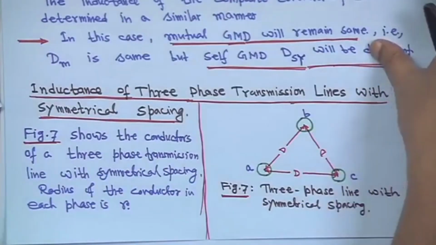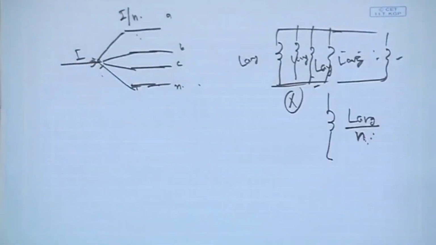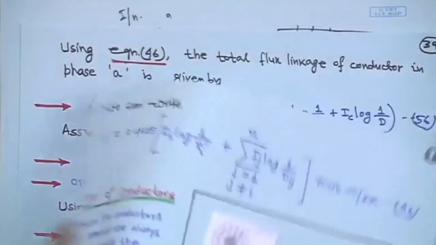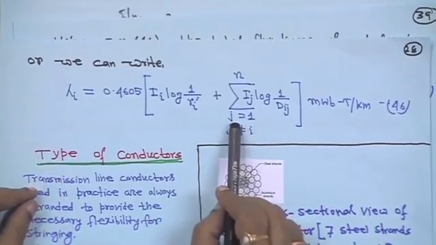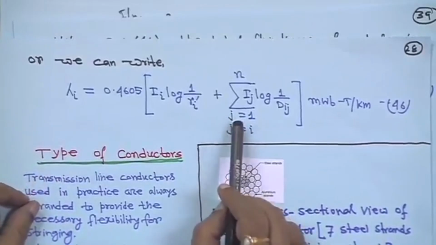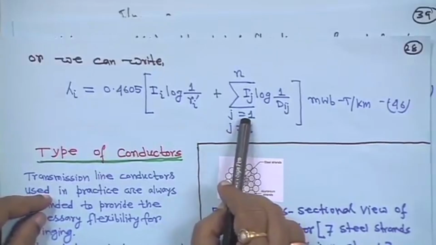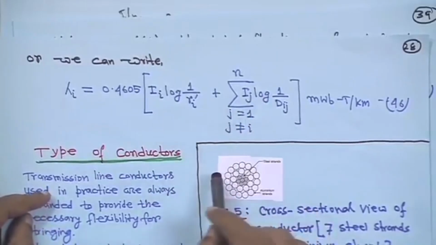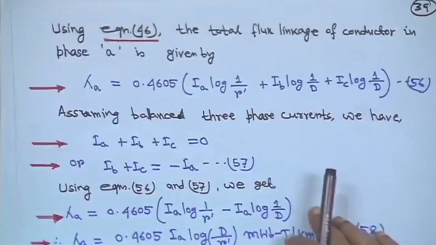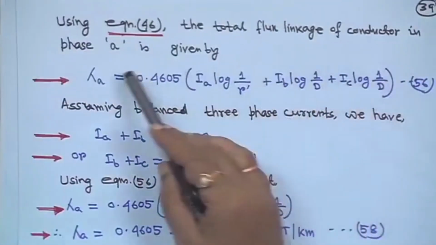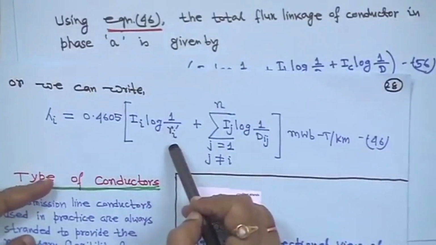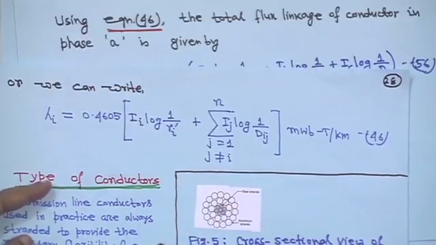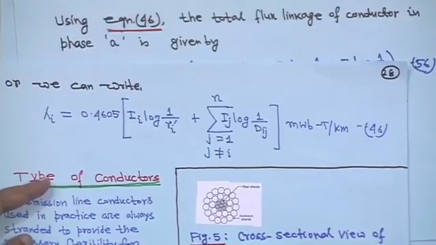Again here we will use the same equation, equation 46. If you try to understand this equation again and again, from this equation you can derive everything, right. So, in equation 46, the total flux linkage of conductor phase A is given by lambda A for phase A only. Here it is I log 1 upon R, for i equal to A, B, C, 3 phases are there.